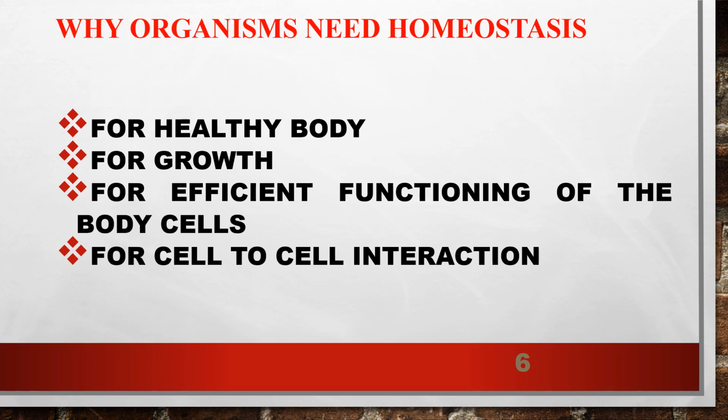For efficient functioning of body cells, for cell-to-cell interaction, for our body cells to function, for our eye to function well, for our ear to function well, for all cells and tissues to function well, there needs to be homeostasis. For cell-to-cell interaction, there is need for homeostasis. So homeostasis is crucial for survival of an individual organism.